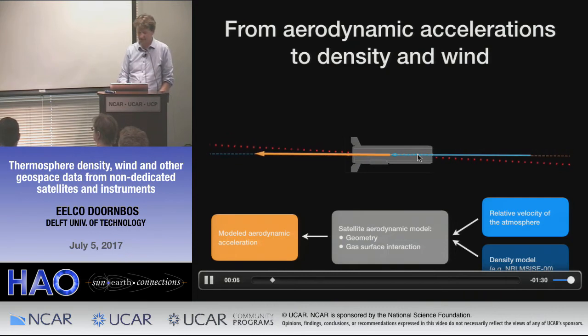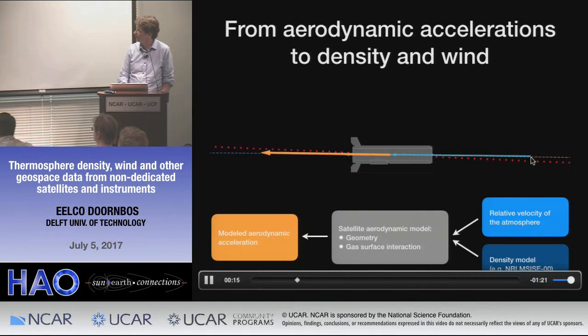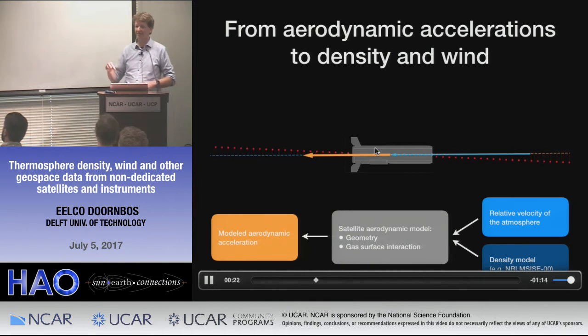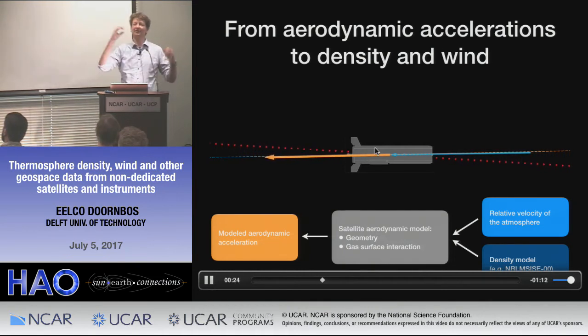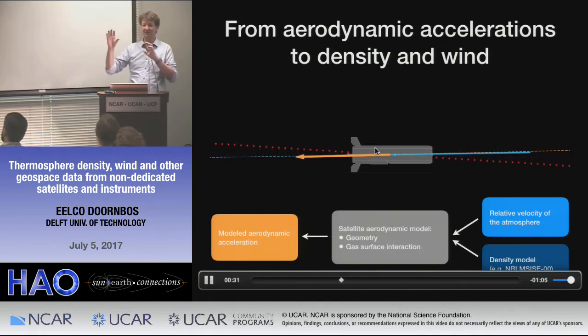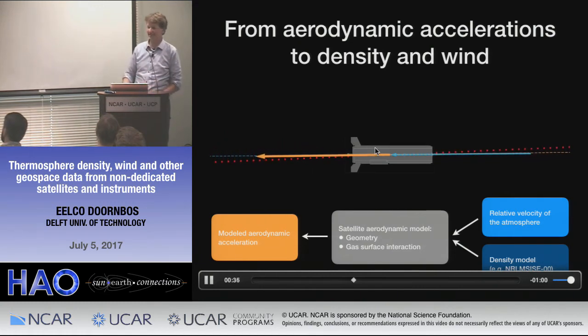We want to convert them to density and wind. This is also a movie that I showed at CDAR. So we can have basically a sort of forward model. We know the relative velocity of the atmosphere with respect to the satellite. If you talk to aerodynamics people, they always want to picture themselves sitting on the satellite and looking at the velocity of the particles coming towards them. We might be more inclined to attach ourselves to the atmosphere and see the satellite going with high speed past us. But let's go from the aerodynamic point of view for now.